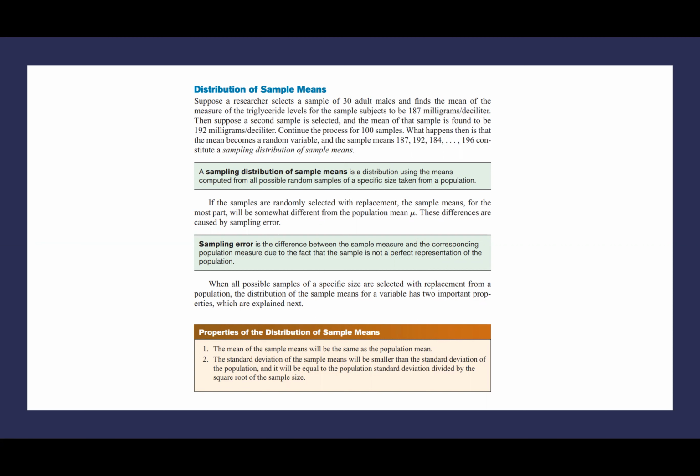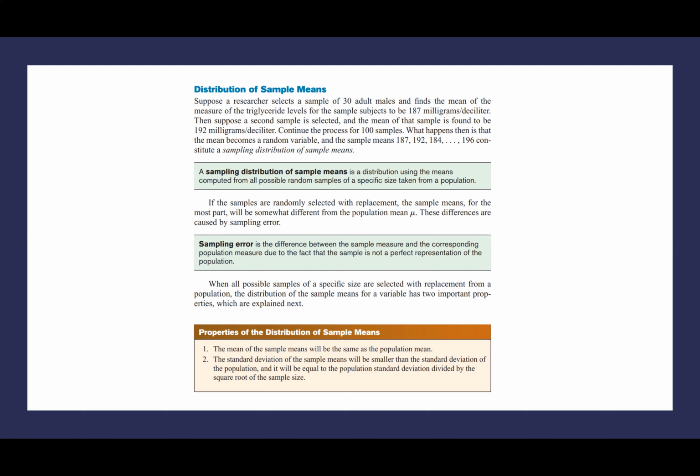The sampling error is the difference between the sample measures and the corresponding population measures, due to the fact that the sample is not a perfect representation of the population. When all possible samples of a specific size are selected with replacement from the population, the distribution of the sample means for a variable has two important properties, which are explained. Properties of the distribution of sample means.